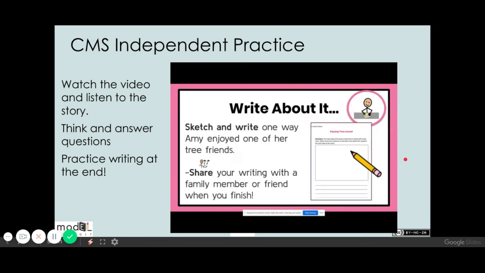Now that you've talked about it, let's write about it. Sketch and write one way Amy enjoyed one of her tree friends in your Day 2 note catcher, Enjoying Trees journal. When you're done, share your writing with a family member or friend. Thank you, boys and girls.